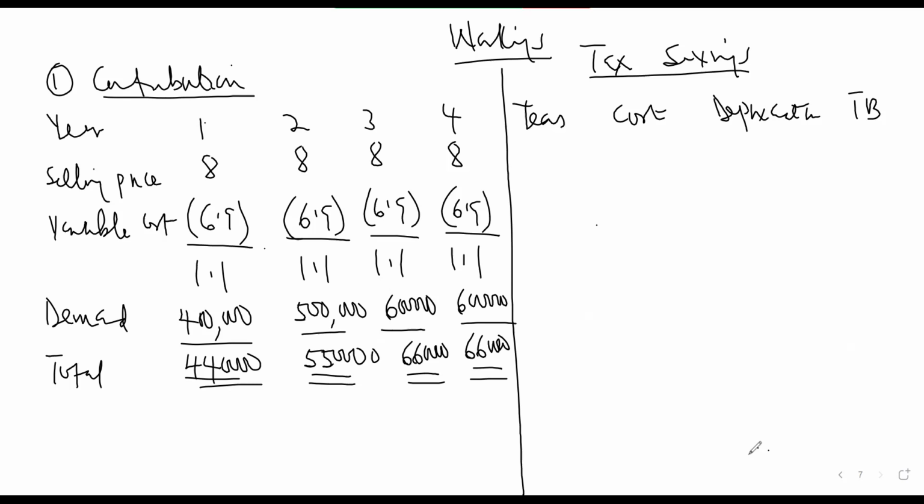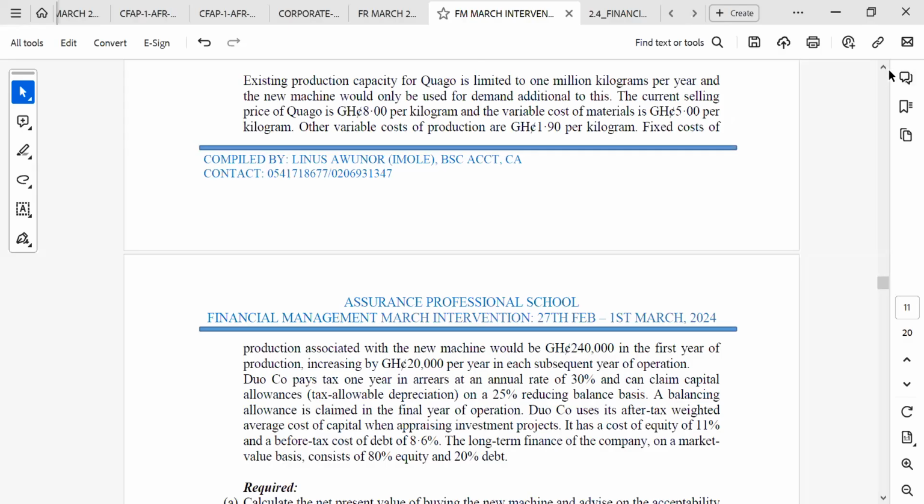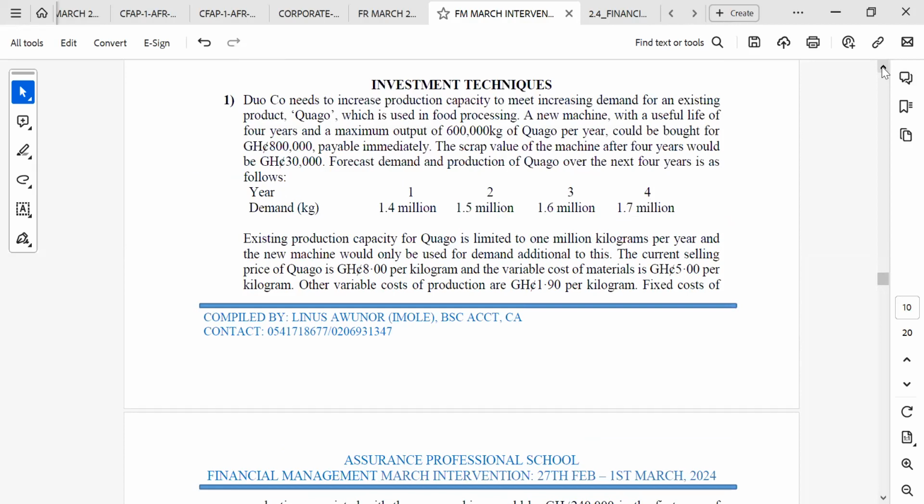Okay, so let's look at the years here. We have year 1, year 2, year 3, year 4. Okay, what is the cost of the instruments?